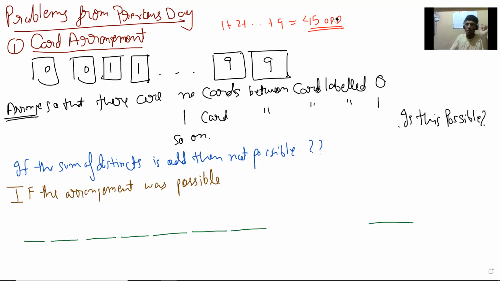Let's first mark the positions. Okay, positions are from 1 to 20. Now you see, if such an arrangement was possible, then the two cards that are labeled zero, they will go in two of these 20 places. Is that right?